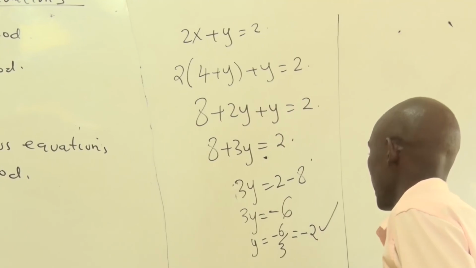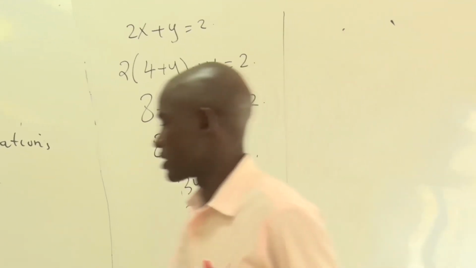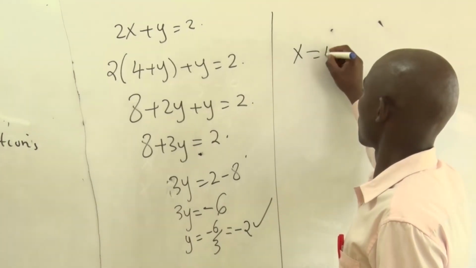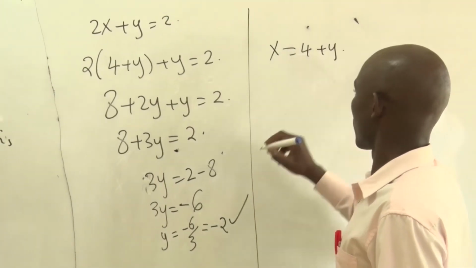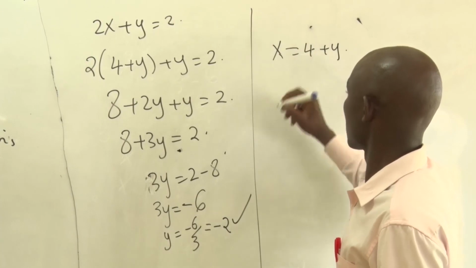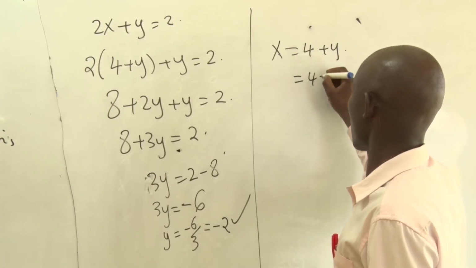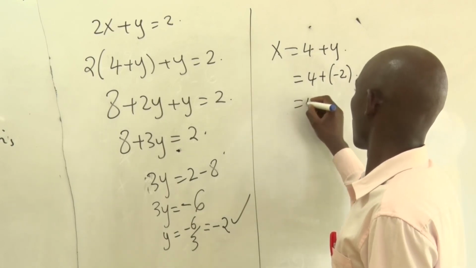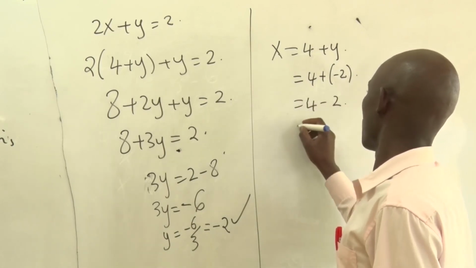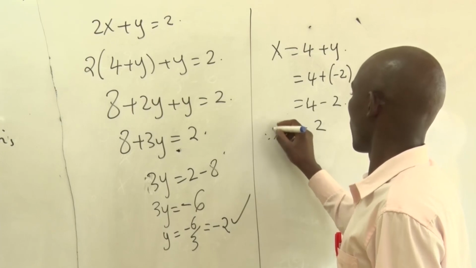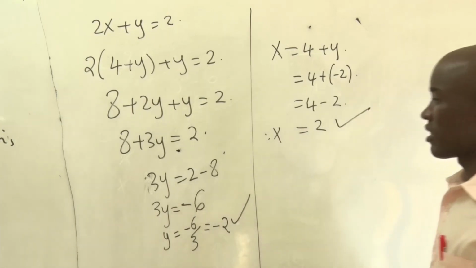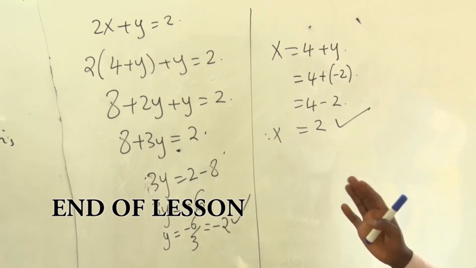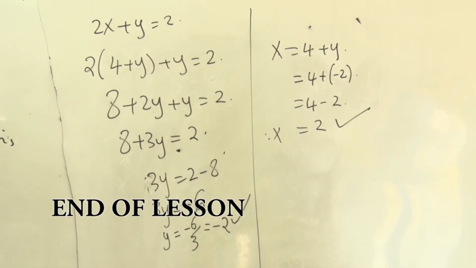Then we can move ahead now and be able to get x. Remember, our x is given by 4 plus y. So it means that we can replace y with minus 2. This will be equal to 4 minus 2, which is equal to 2. Therefore, our x is equals to 2. Those are the two values you are getting, and you can see the two methods give us the same values. So we will start there.